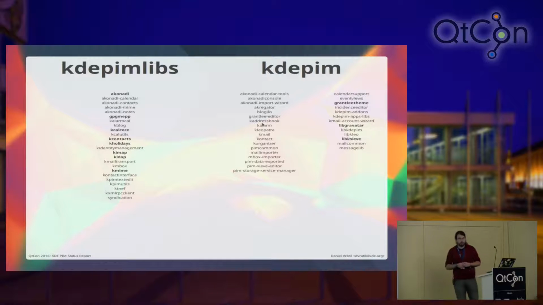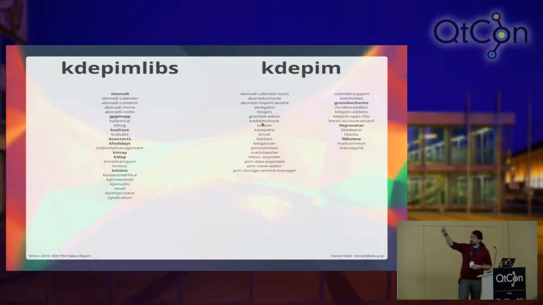KHolidays is another very nice library that provides an overview of national holidays and bank holidays in almost all countries around the world. We also have libraries that implement various protocols. So we have KIMAP, KLDAP, which implement the individual respective protocols. There are much more libraries in there. I will not go to all of them.